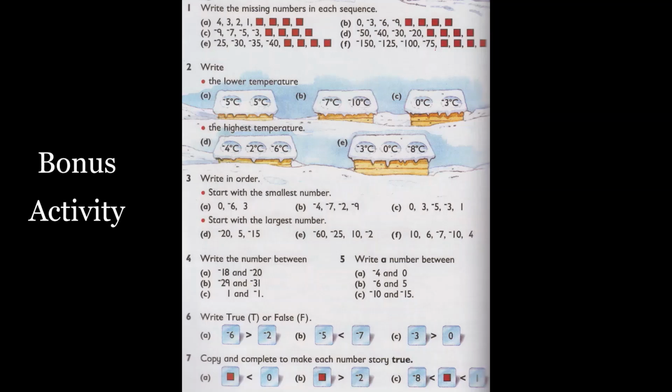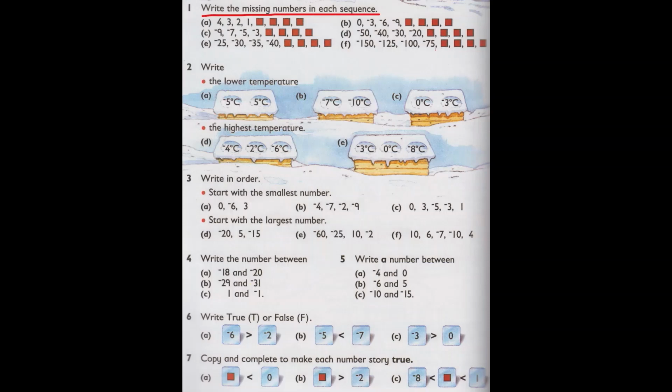So here's the bonus activity, and as you can see, it's basically an extension and a continuation of what I was just showing you. It's pretty straightforward. There's nothing really catchy or anything like that. It's just what it's showing you. You're just going to have to read the directions. For number one, it says write the missing numbers in each sequence.